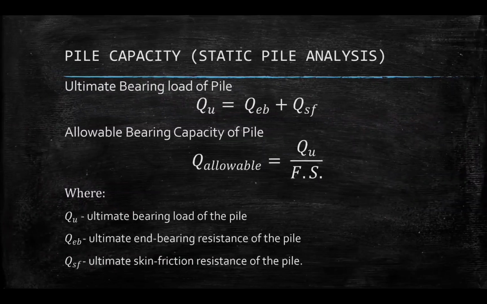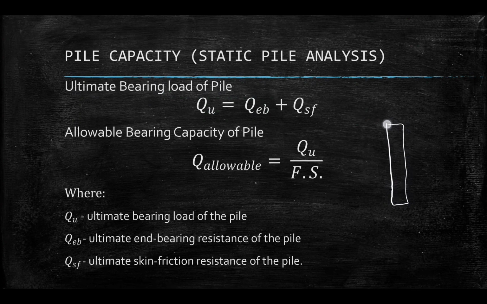Ay, hindi ko na drawing wala. So yan, drawing ko na lang. So dito, meron tayong pile. And then, of course, meron tayong structural load sa taas. So, yung equation ng ultimate bearing pile, simple lang. We have the Q sub EB. Ito yung Q sub EB, end bearing capacity. Okay? Ito lang yan.